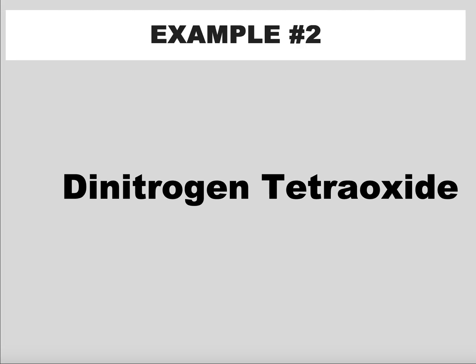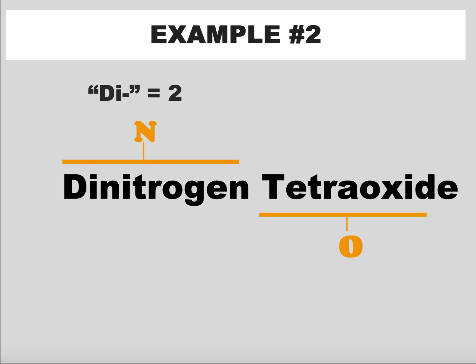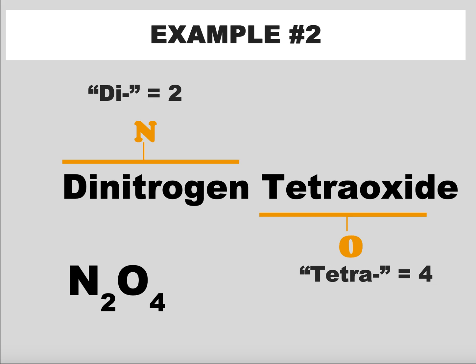Let's look at an example. So here we have dinitrogen tetraoxide. So I know what the element is. It's nitrogen. And the prefix di tells me how many I have, which would be 2. Tetraoxide, the oxide tells me it's oxygen. The prefix of tetra means 4. And so what's my formula? N2O4. It's as simple as that.